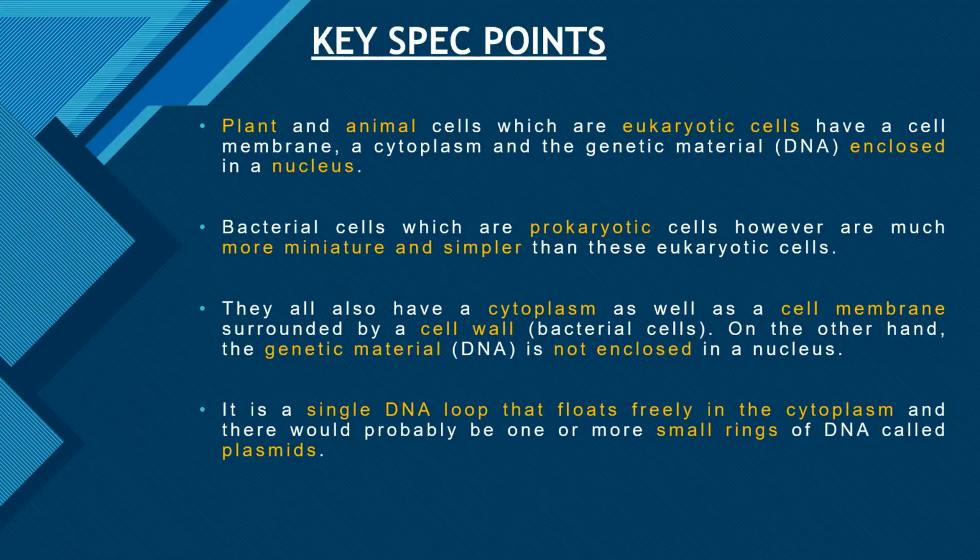So going on to the key specification points, these are points you have to make note of. Please make note that plant and animal cells, which are eukaryotic cells, have a cell membrane, a cytoplasm, and the genetic material, which is the DNA, is enclosed in a nucleus.